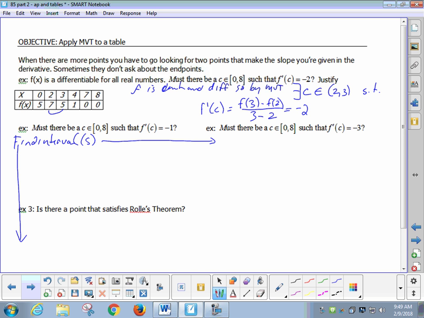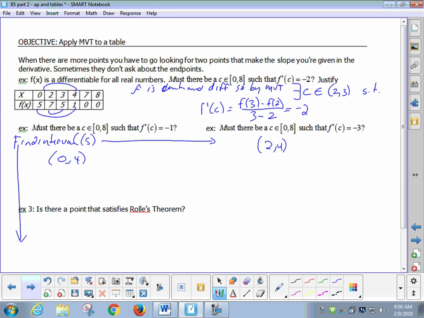Okay, what interval could you go for -1? 0 to 4, yeah, 0 to 4, you're going down 4 and right 4, so that would be a slope of -1, so that would work. 0 to 4 would work. How about a slope of -3? 2 to 4, down 6 over 2, I agree with that. 2 to 4. All right.